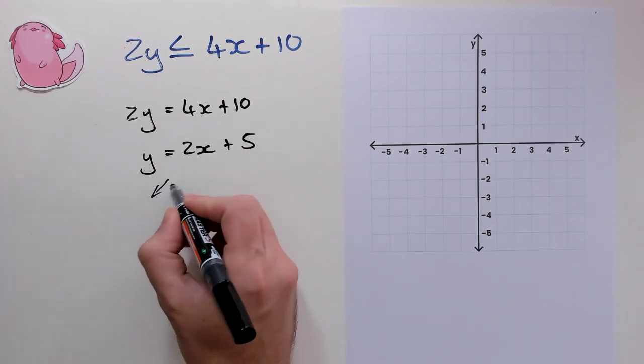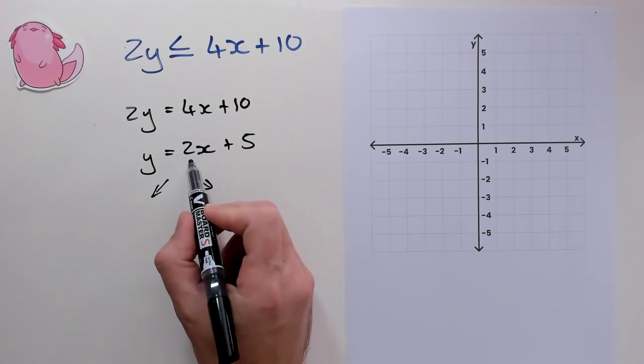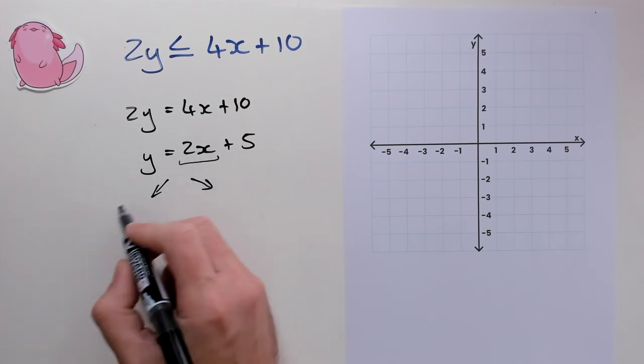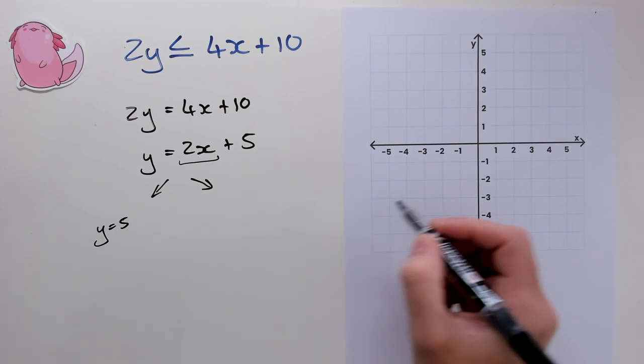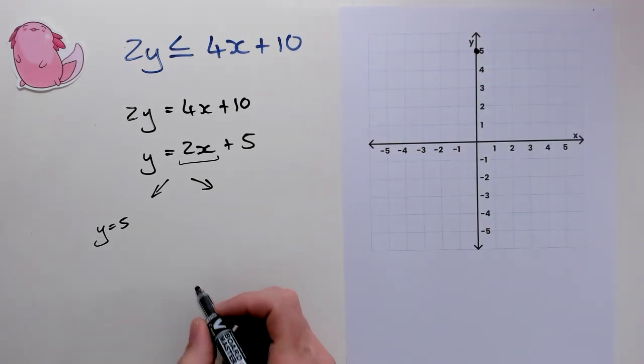And now, quickest way to find the x and y intercepts. You can see how really quickly you can do it. If I make x 0, this whole thing will disappear. So y would be equal to 5. So I'm going to look for y is equal to 5. Make a little dot there.